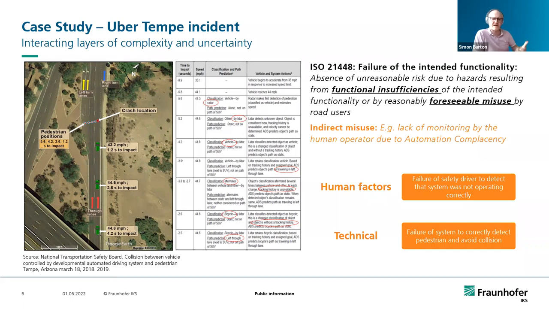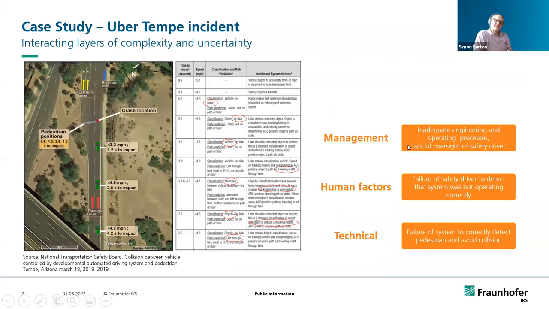She'd driven around this circuit a number of times. Every time it seemed to work okay, and at some point boredom set in and she became distracted. But still, there were other factors at play here. So for example, from a management perspective, we have to question the type of engineering processes involved that led to the system having these types of insufficiencies and lack of maturity while it was being tested on the road, but also lack of oversight of the safety driver. Then there were issues raised about training and oversight of the safety driver, also the motivation involved in rewarding the performance of the test driver, etc.